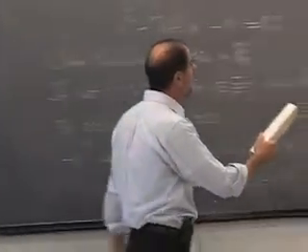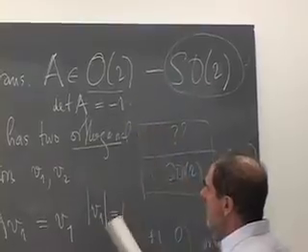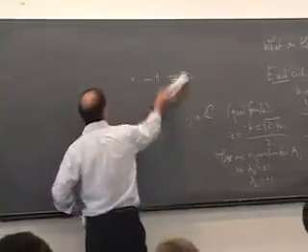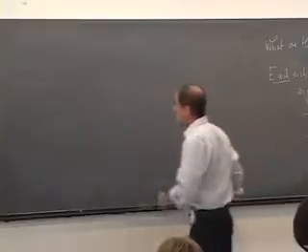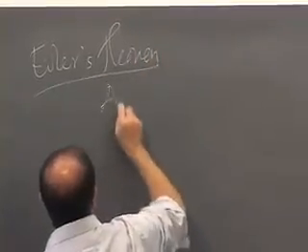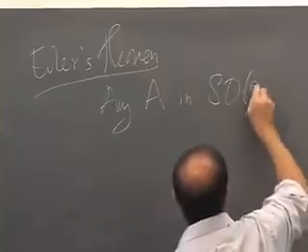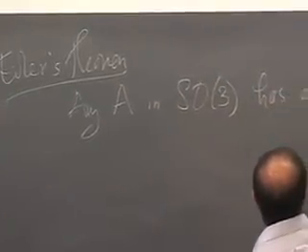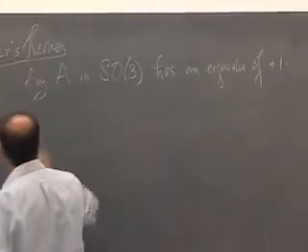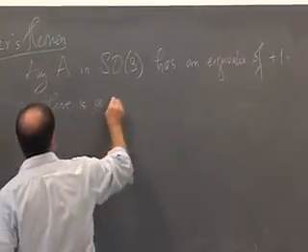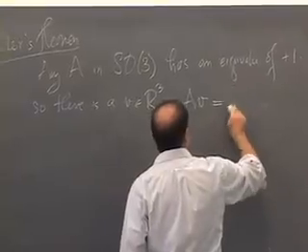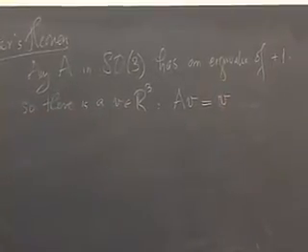So in dimension 2, we saw that everything in the non-trivial coset had an eigenvalue of +1. So here's a great theorem that was first discovered by Euler, the leading mathematician of the 18th century. Euler's theorem. Any A in SO3 has an eigenvalue of +1. So there is a v in R3 such that Av is equal to v. Let me state this without matrices.